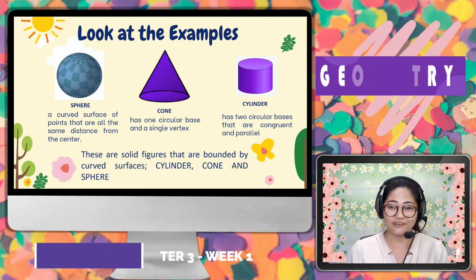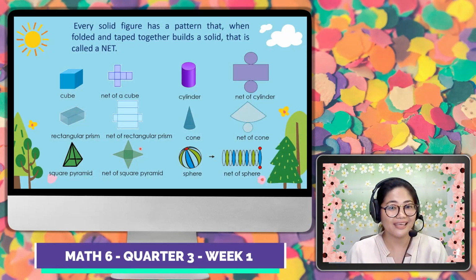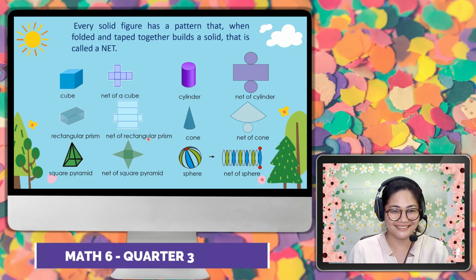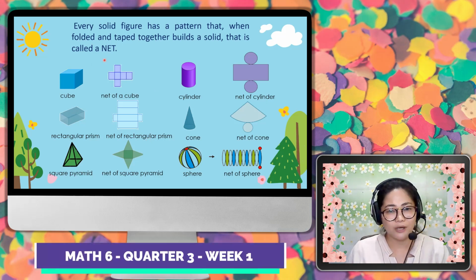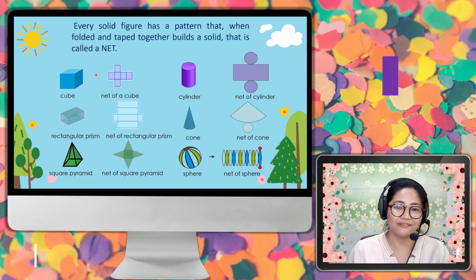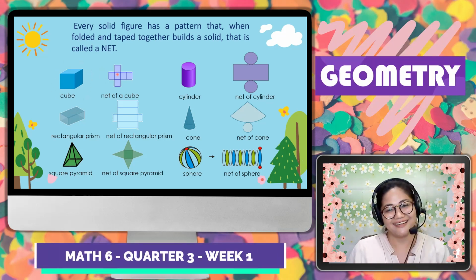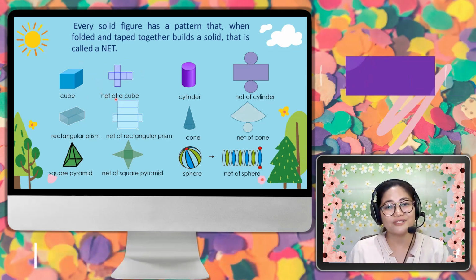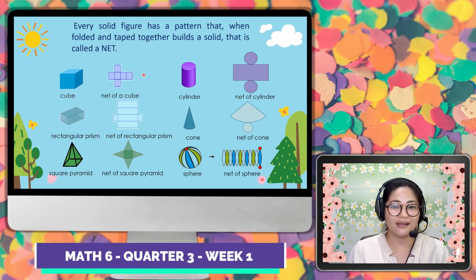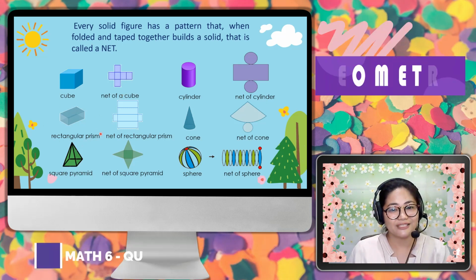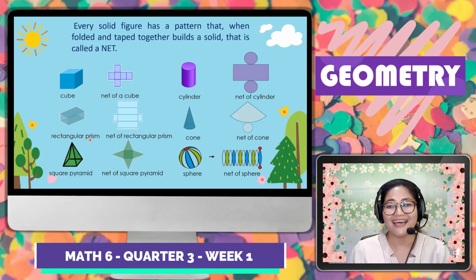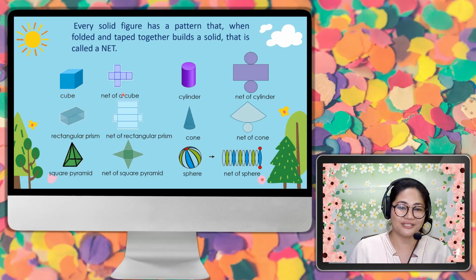Every solid figure has a pattern that when folded and taped together builds a solid that is called a net. So when we open up a cube, we can have this kind of net. So the net of a cube forms 6 square faces. We also have rectangular prism. When we open a rectangular prism, we can have this figure, and that is the net of the rectangular prism.